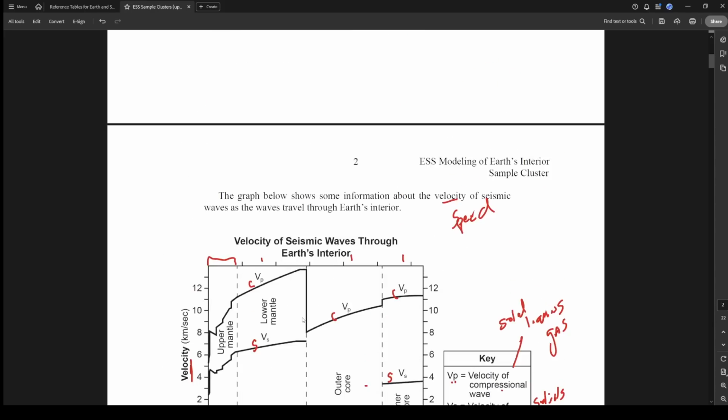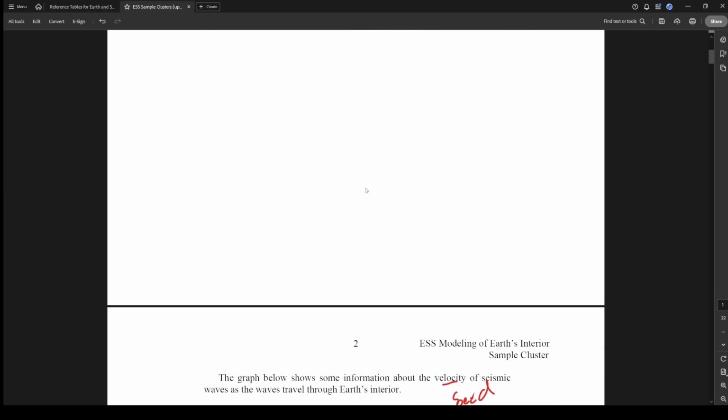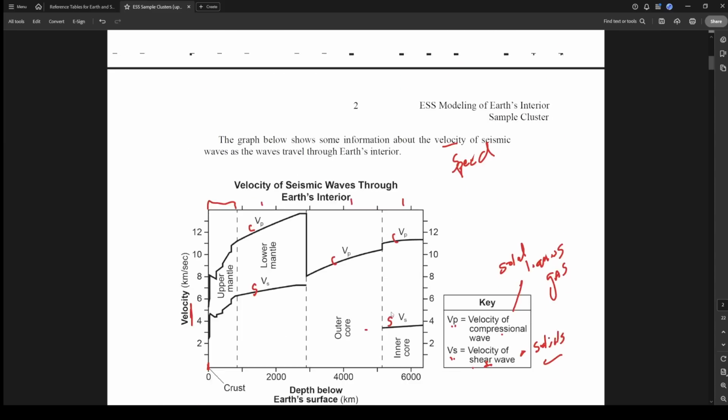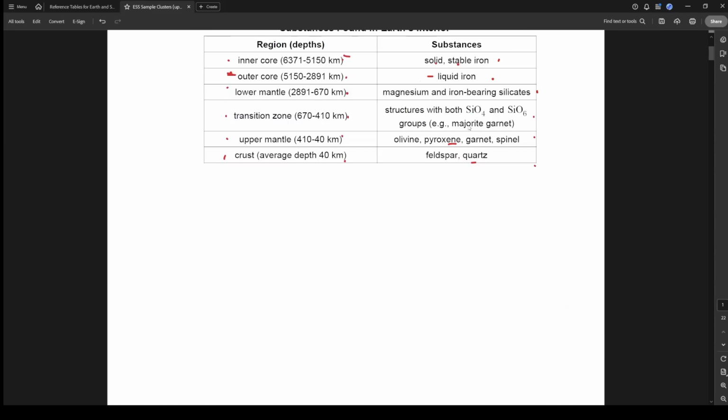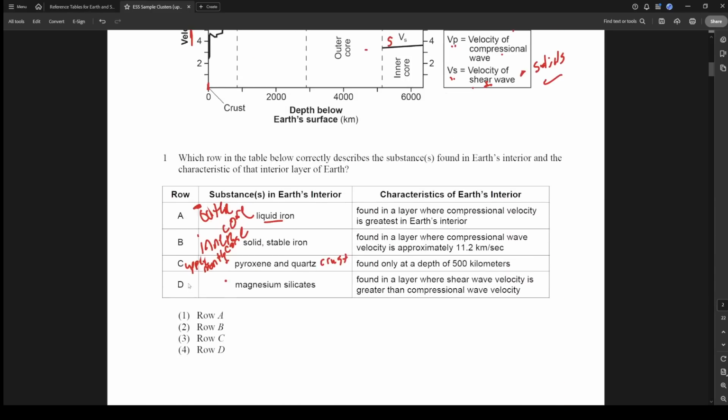Pyroxene and quartz, where are they? So pyroxene is here, but quartz is here. So this could be the upper mantle or the crust. I don't know. It says it could be either one right now. So upper mantle or the crust could be either one. I'll just write what we know. And then magnesium silicates. Let's see where those are. Magnesium silicates, lower mantle. Okay, so now we got our zones. So now really I don't need that top chart anymore. Lower mantle, okay.